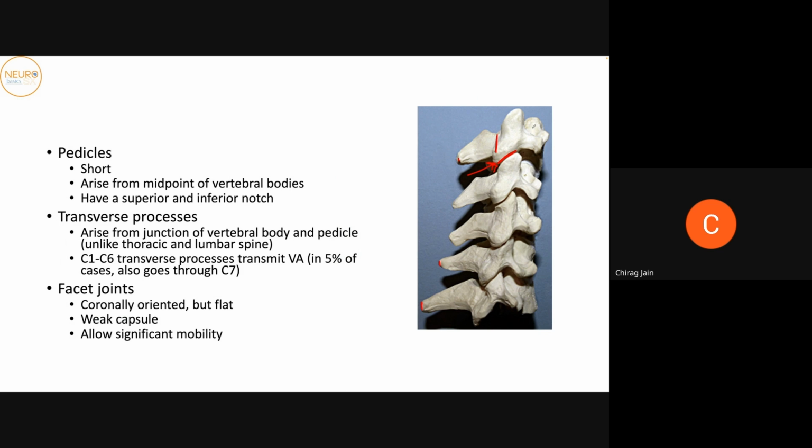The transverse processes that we've already discussed arise from the junction of the vertebral body and the pedicle. The C1 to C6 transverse processes will transmit the vertebral artery. In only 5% of cases will it also pass through C7. The facet joints are coronally oriented, but they are flat. They have a weak capsule, which, as we have discussed, is because you require a lot of mobility in this region.